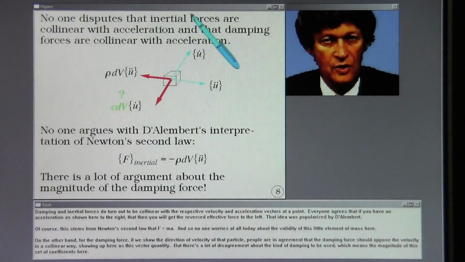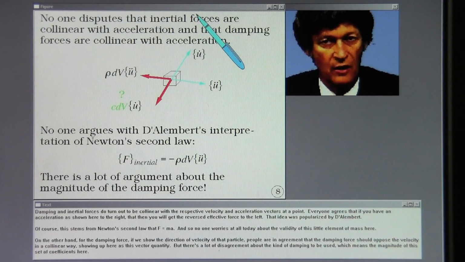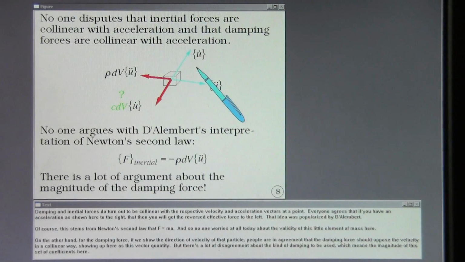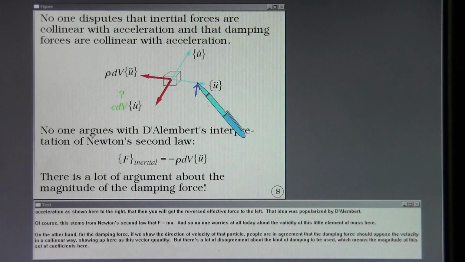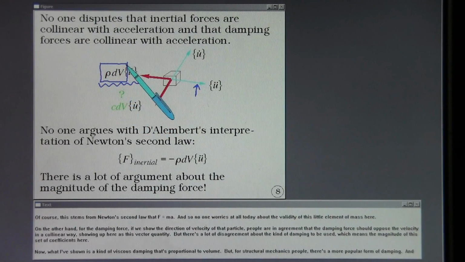Damping and inertial forces do turn out to be collinear with the respective velocity and acceleration vectors at a point. Everyone agrees that if you have an acceleration as shown here to the right, then you will get the reversed effective force shown to the left. That idea was popularized by D'Alembert. Of course, this stems from Newton's second law, F equals ma, and so no one worries at all today about the validity of this little element of mass here.